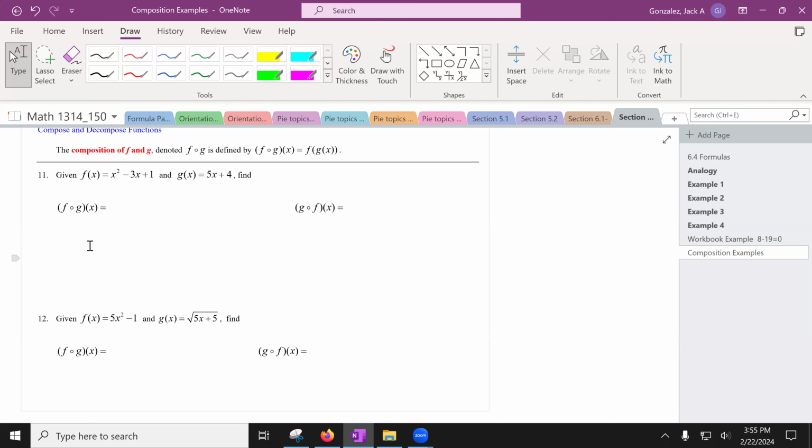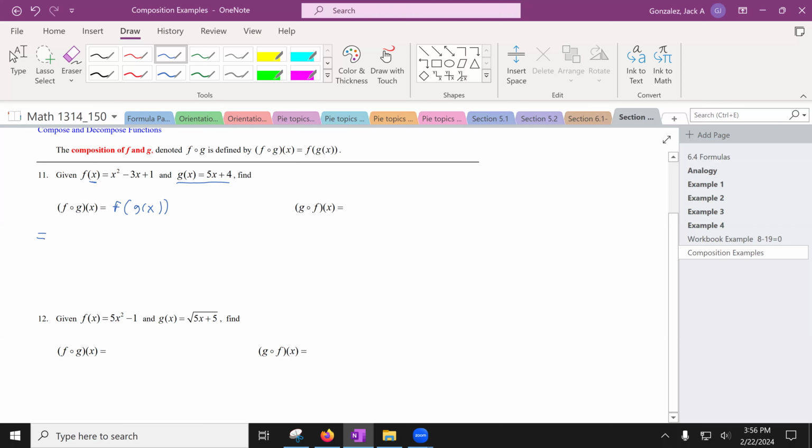So F composed with G, all that means is you're plugging in the G function inside the F. So right here, there's the G, that's gonna go into this. So here, we're saying F, little circle, F composed with G of X. That means plug in the G into the X.